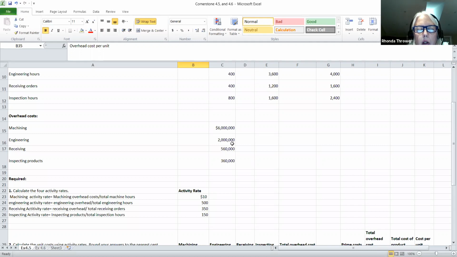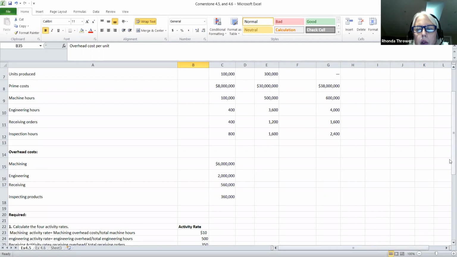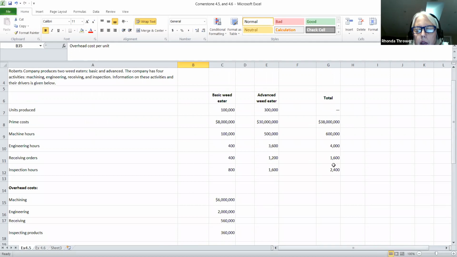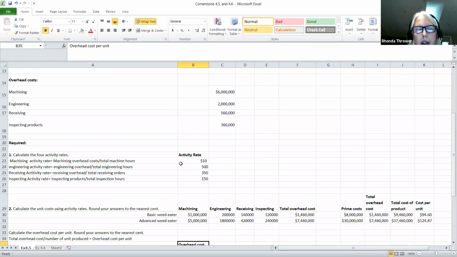Engineering, the total engineering cost was $2 million. We're going to divide that by the engineering hours of 4,000. Remember, we're getting the total hours. Let me back it up here so you can see this table really well. The total engineering hours is 4,000, and that's what we're using. All they want is the activity rate for each activity, so we're using total hours to divide by.